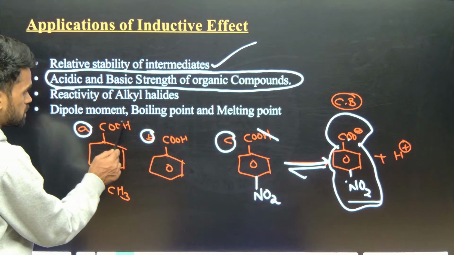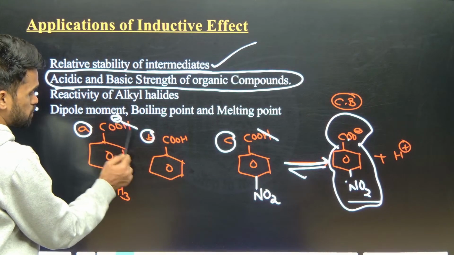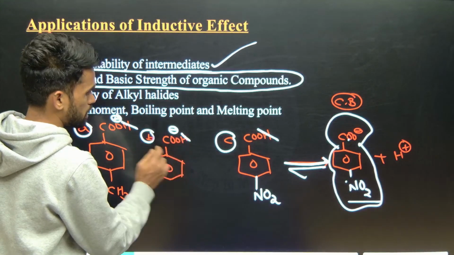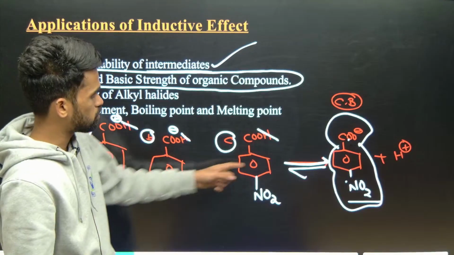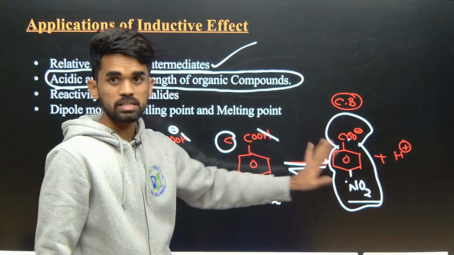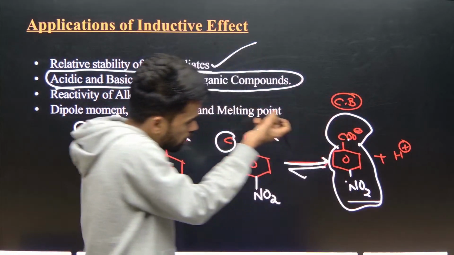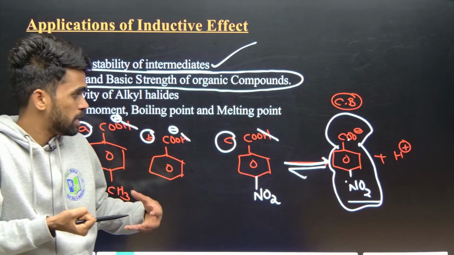See, if I remove this H plus, we will get a negative charge here, and here also we will get a negative charge after removing this H plus. Here also we will get a negative charge, with a conjugate base like this. Now this negative charge must be withdrawn towards themselves, which makes it more stable.